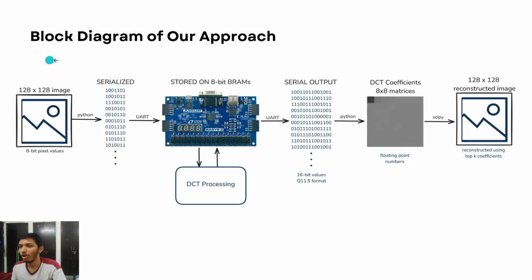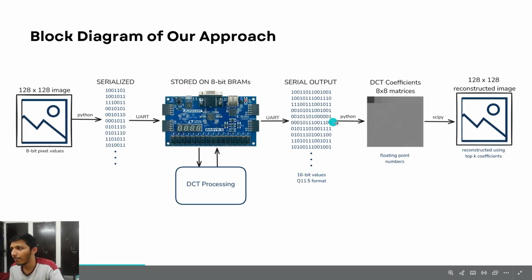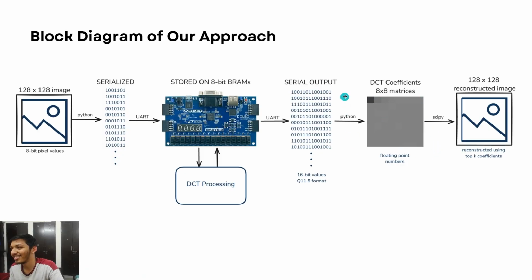So this is the block level overview of our approach. We receive a 128 cross 128 pixel image. We serialize it using Python and send it to our FPGA board over UART. We store it as 8 bits in a VRAM. We do our DCT processing and send it back to our PC over UART. We receive it as 16-bit values in Q11.5 format. Now, if I plot these, I receive this coefficient matrix and I can reconstruct our image using SciPy.